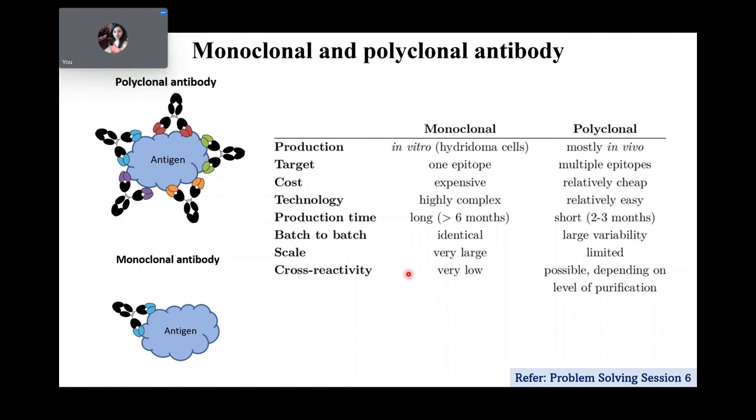Okay. So again, I mentioned in the previous session as well that there would be some topics that you would like to know more about. For example, if you wanted to know more about hybridoma technology, I've given the reference to the actual session where we have discussed these topics in detail. So you can go back to those PPTs and you can see them.